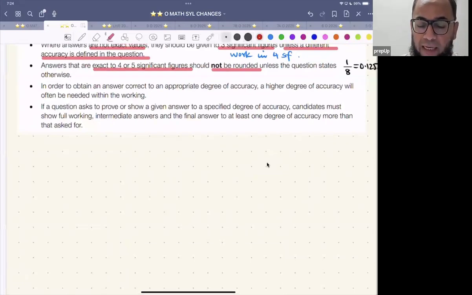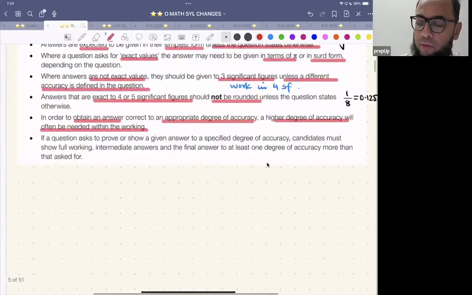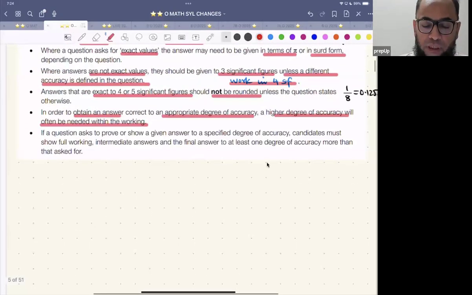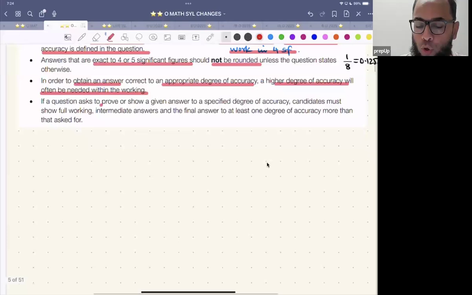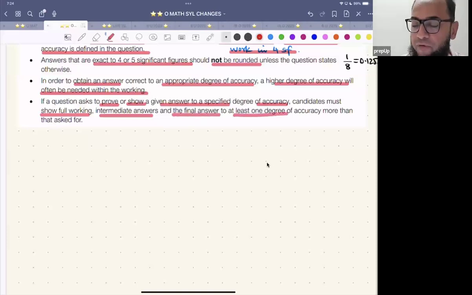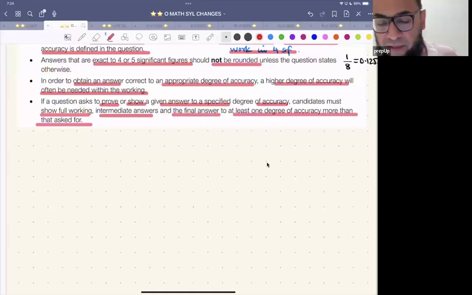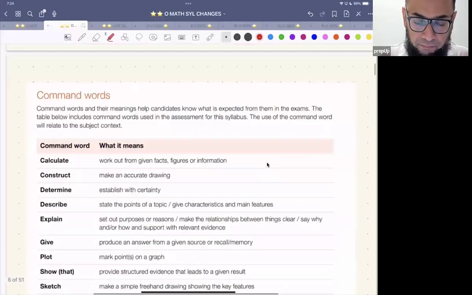In order to obtain an answer correct to the appropriate degree of accuracy, a higher degree of accuracy will often be needed within the working. Already said so. If a question asks to prove or show a given answer to a specified degree of accuracy, candidates must show full working, intermediate answers, and the final answer to at least a degree of accuracy more than that asked for. And then we will be working with that. So I think this is the main thing.